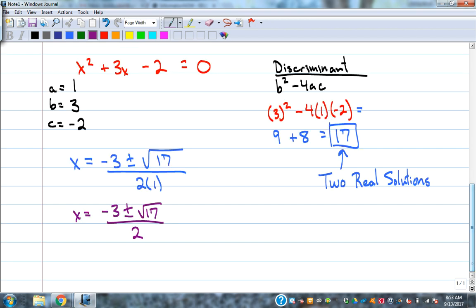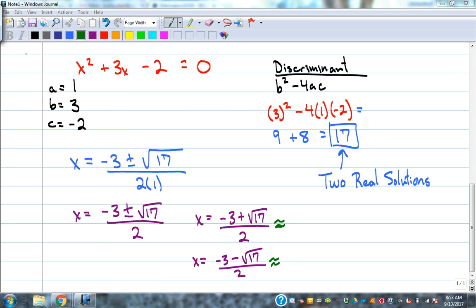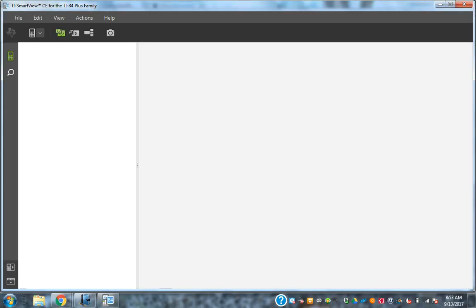That's 2 answers. One of them is x equals negative 3 plus the square root of 17, divided by 2. One is negative 3 minus the square root of 17, divided by 2. Today, in this section, I want us to get that exact solution, and we're going to go ahead and get a decimal approximation for that as well. So we need to work out what negative 3 plus the square root of 17 is, and then divide that by 2.